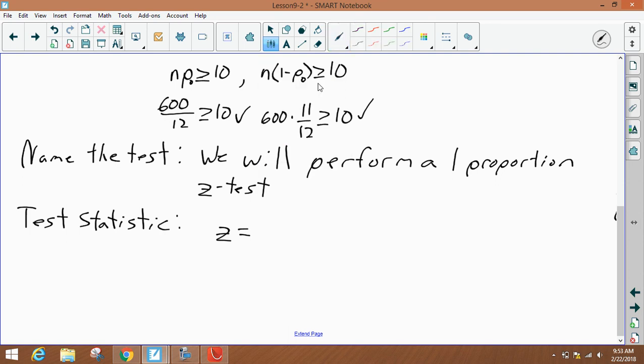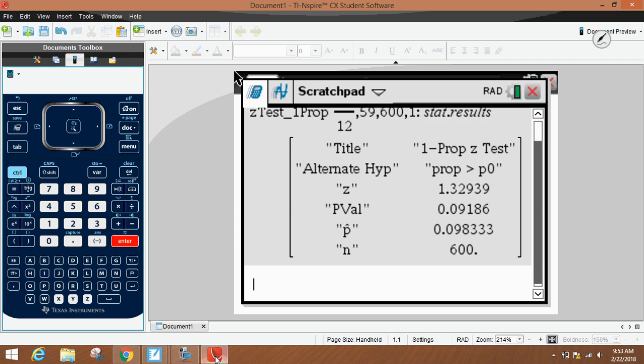I got it. What? Oh, because you used a table. Did you use the table? No. Okay, let's see what happens. All right, so this is 0.0. Darn it. 0.098.